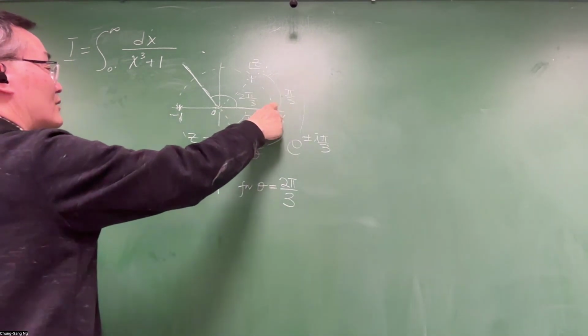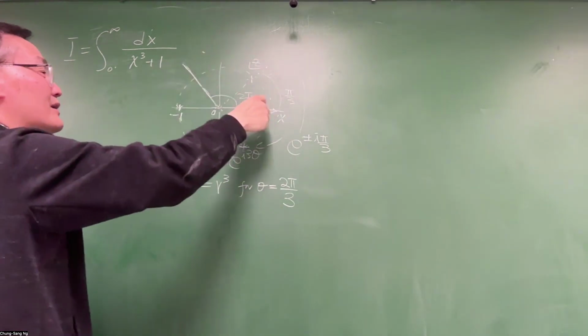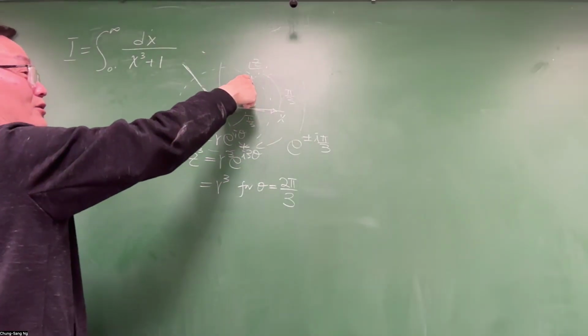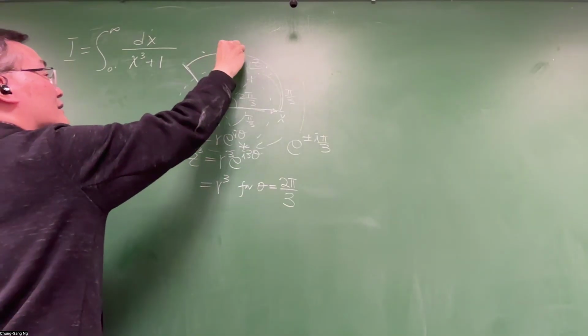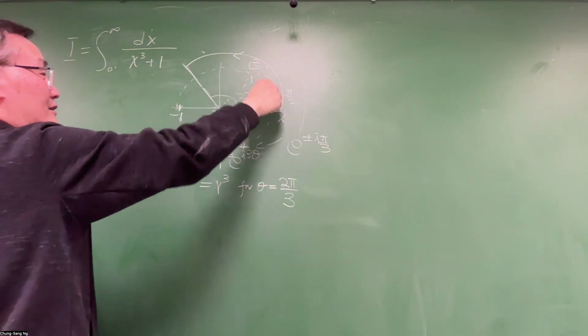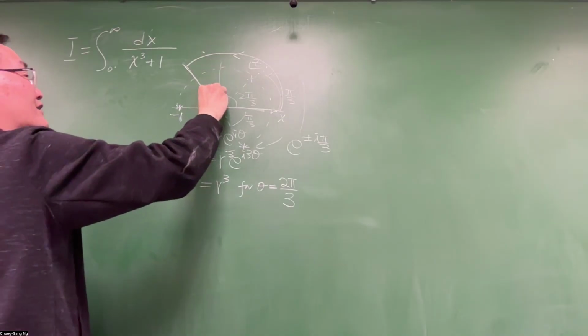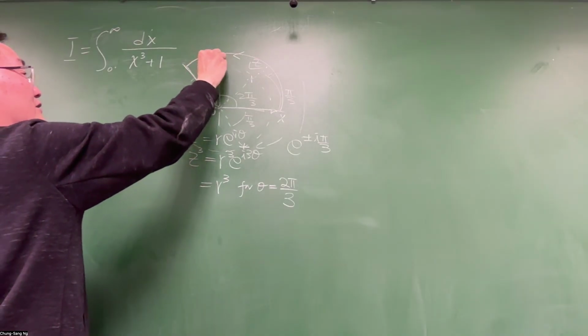So you can close anyway. You can close this way or close the other way. Closing this way is simpler because you only have one pole, right? So close this way. This is for large R. I'm not sure it's very good. This is for R goes to infinity.